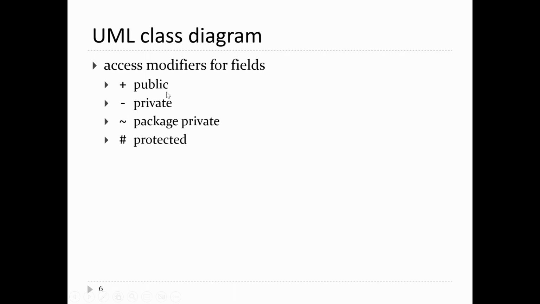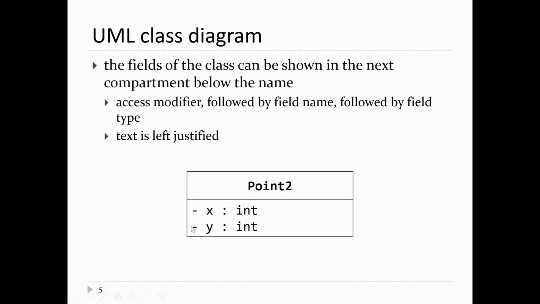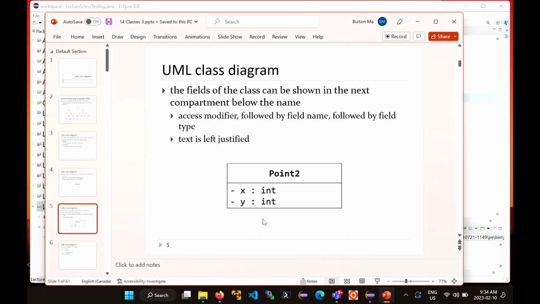Your access modifiers are as follows. Right? So you can have a private access modifier in a field. You can have a public access modifier. And then we have package private and protected right there. So all our fields in point 2 are private. Oh, wait, sorry. I missed this one. These are double and double.